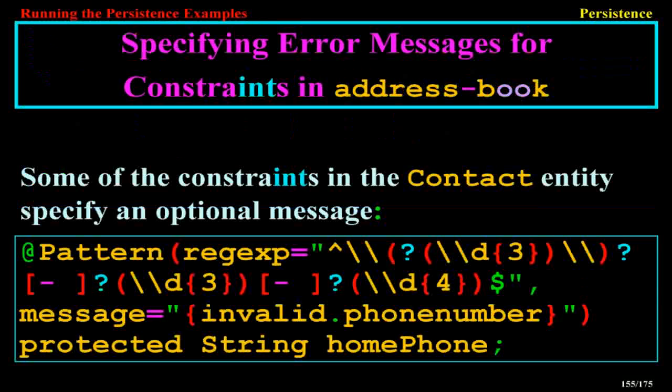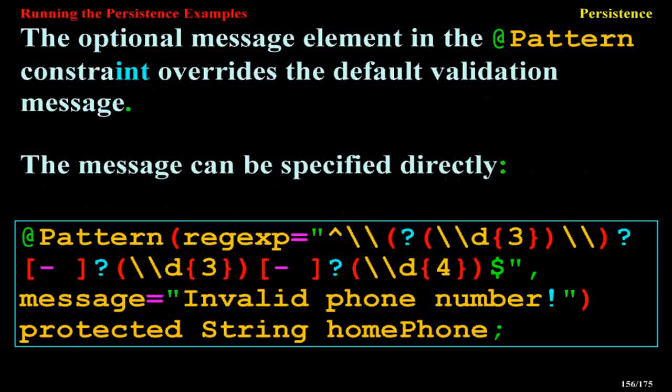Specifying error messages for constraints in address book. Some of the constraints in the contact entity specify an optional message, pattern regexp equal D3, D4 $, message equal invalid. Phone number protected string home phone. The optional message element in the pattern constraint overrides the default validation message.